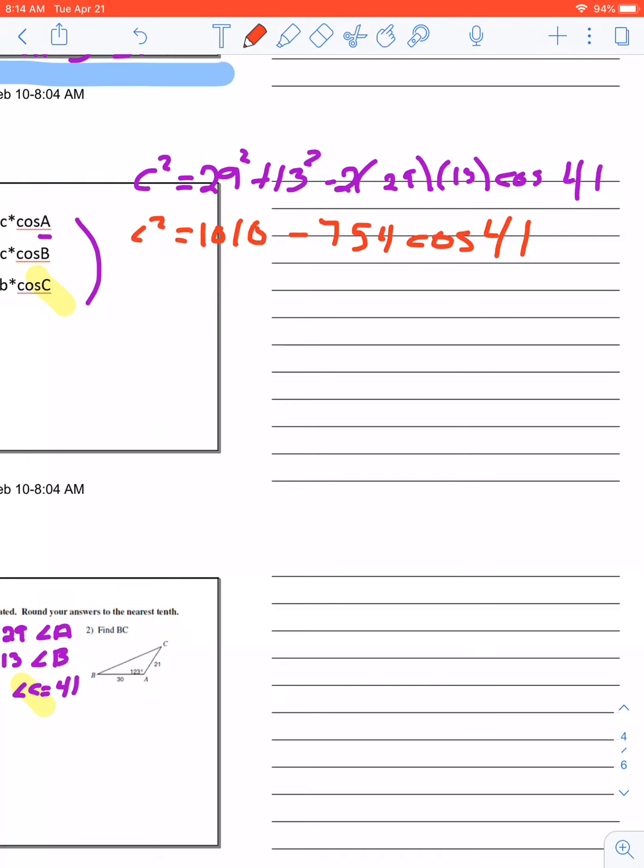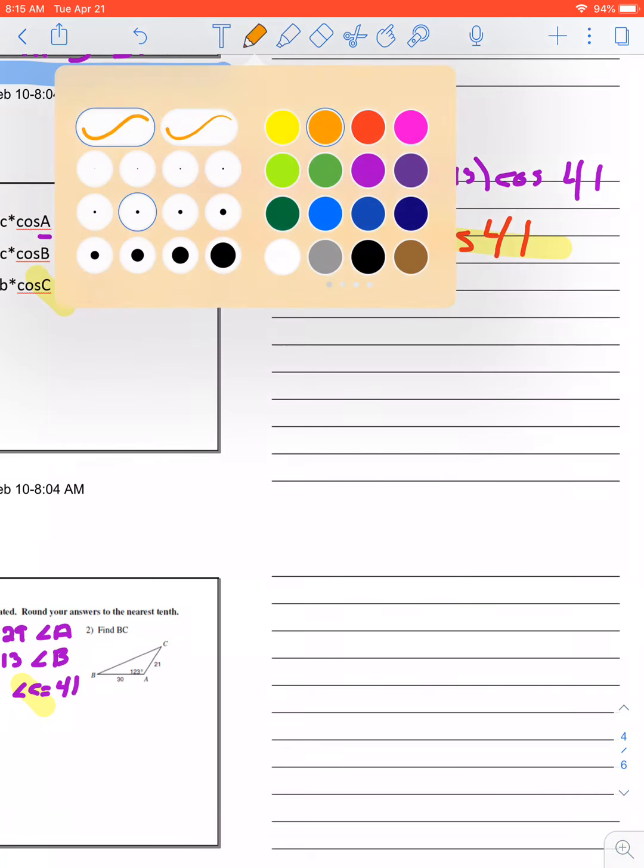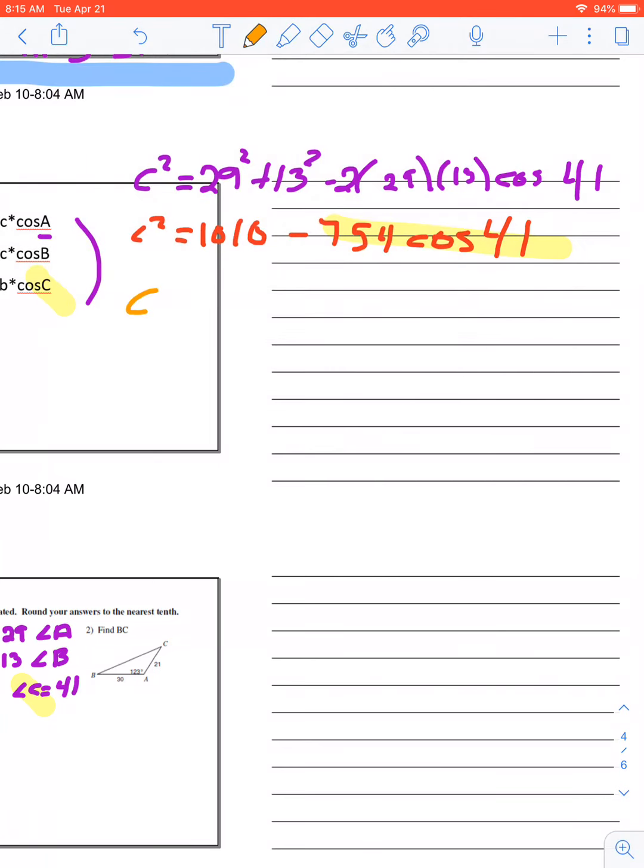Here's where I'll see the first issue: people try to subtract those two numbers first before they multiply. Order of operations, I always multiply before I add and subtract, so I need to multiply those together first and then subtract them from 1010. A lot of order of operations issues is the biggest issue with cosine, so just make sure you don't have them.